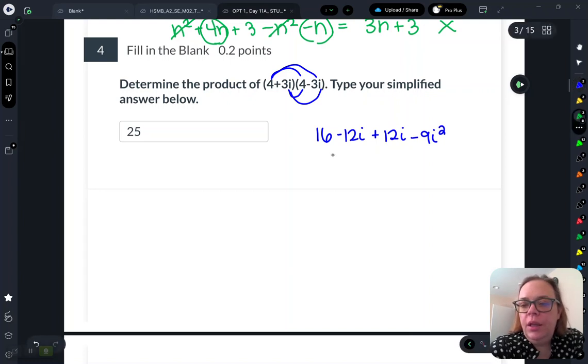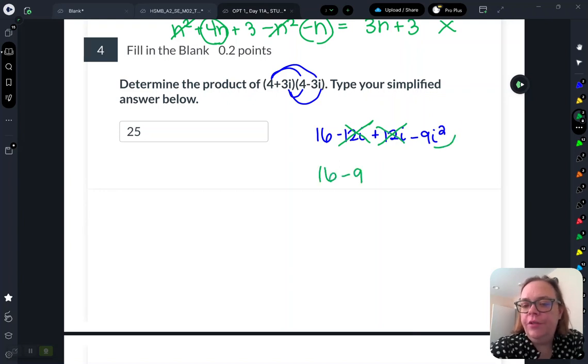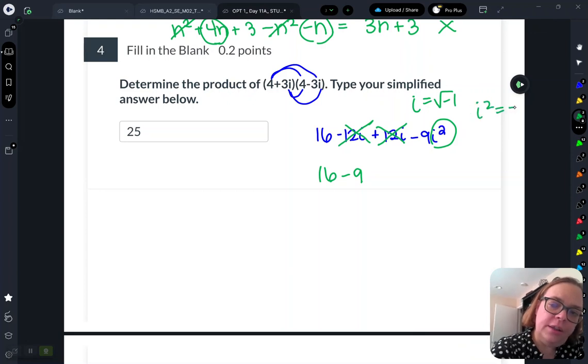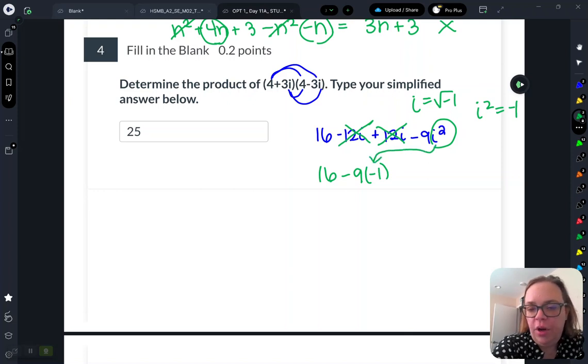The negative 12i and the positive 12i are going to cancel. And then you have to remember what i squared is. If i is the square root of negative 1, i squared is equal to negative 1. So i squared is going to become negative 1. So that's going to give us 16 plus 9. And that's how we get our answer of 25.